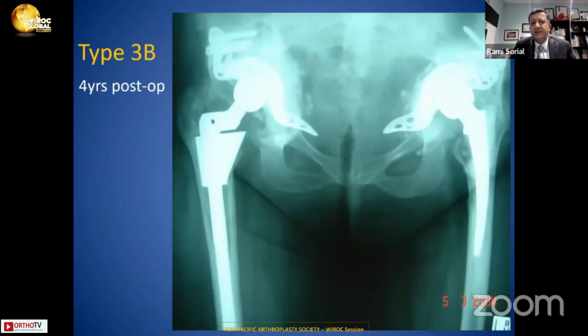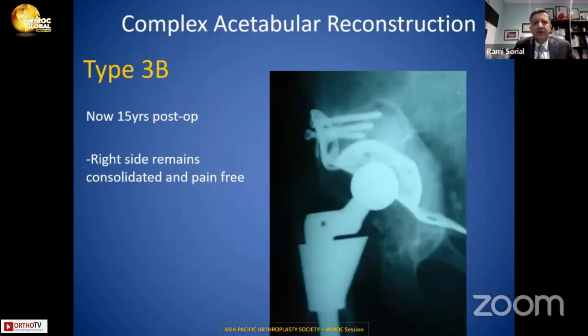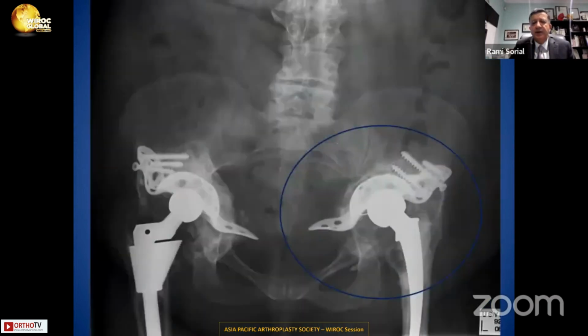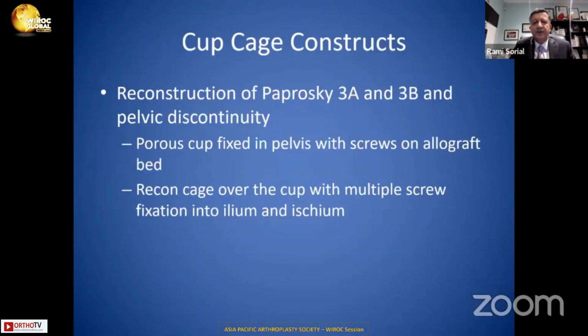The left side had minor symptoms. And at 15 years, the right side still remains pain-free, still remains stable, good bone restoration, incorporation, and still a good outcome for this patient 15 years down the track. The left side, however, continued to migrate, inadequate bone support behind it, and at 10 years it failed. So what do you do in that circumstance?